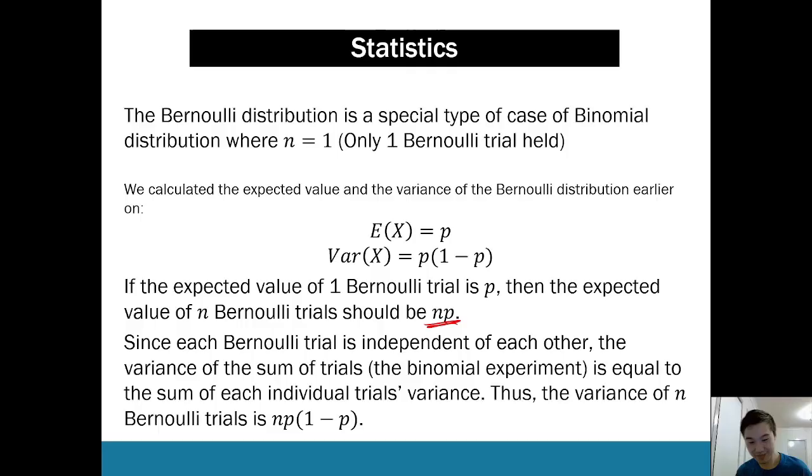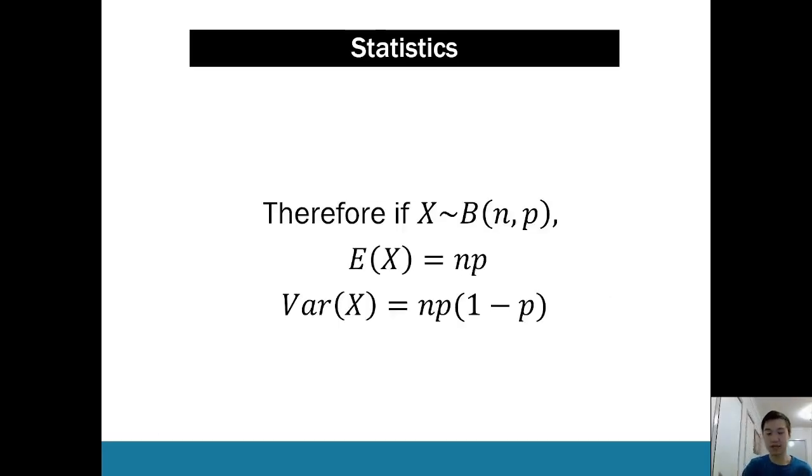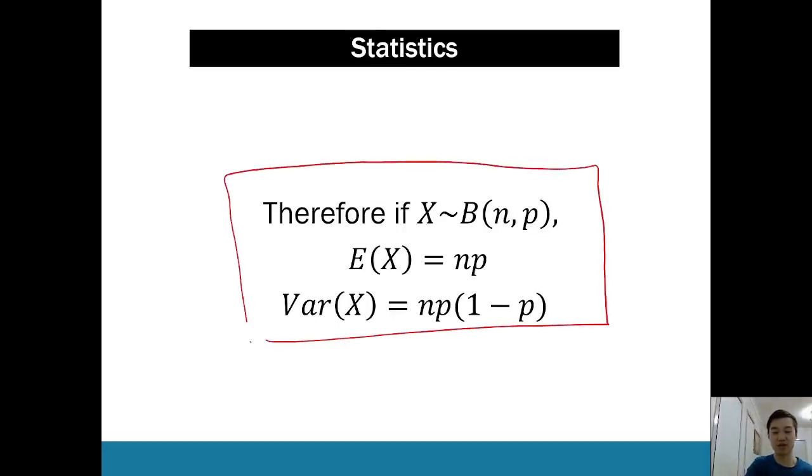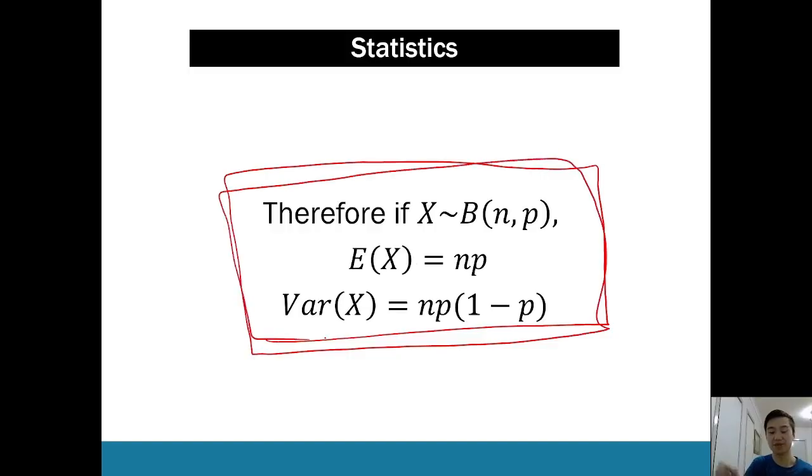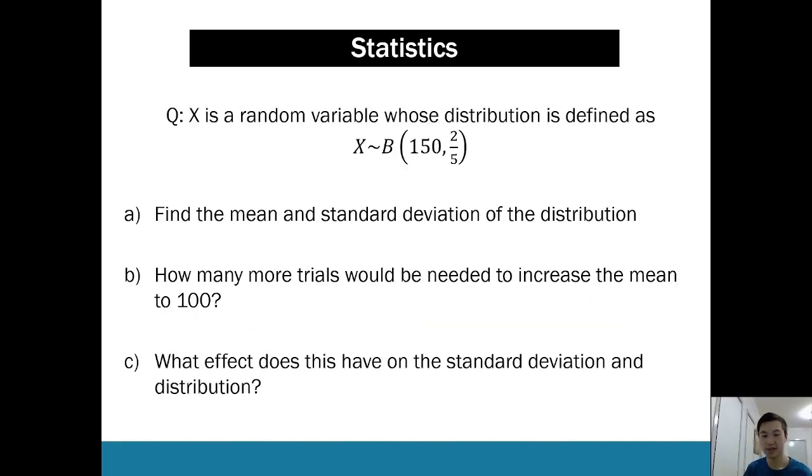But yeah, basically this is really important. This is on your reference sheet. Make sure you know this. If you have a binomial random variable x, the expected value is going to be np, and your variance is going to be np times 1 minus p. Really important.